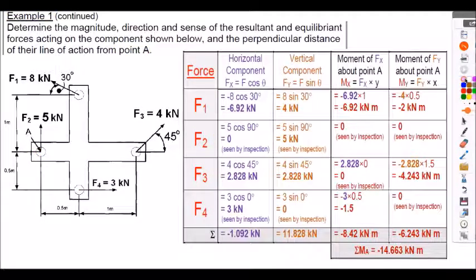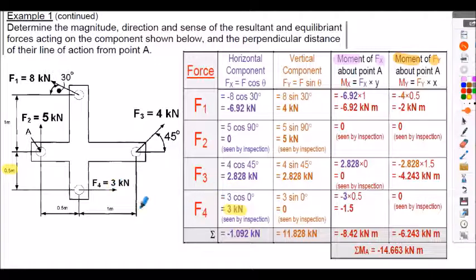So here are the full solutions for the moment of Fx about point A and the moment of Fy about point A. Here are the calculations for F4 I left you to solve for yourself. So the F4 horizontal component was 3 kilonewtons. So that will be 3 multiplied by the perpendicular distance, which would be 0.5 in this case.